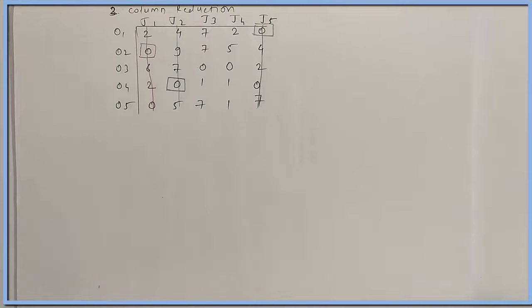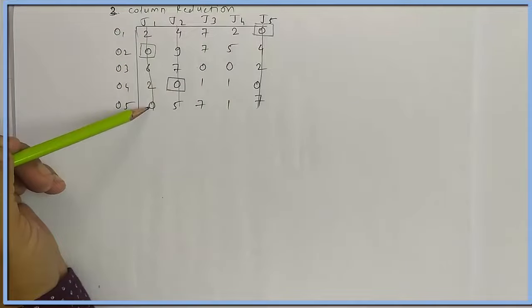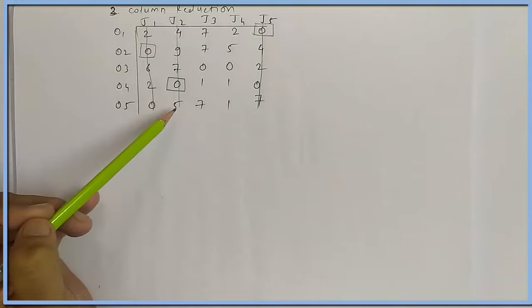Now in the column scanning, start from the first column. If the column contains exactly 1 zero, mark a square around it and draw the horizontal line passing through that 0. Otherwise, if in a column there are more than 1 zero, then skip that column as it is. Look at the first column. Already that column is deleted, therefore we will skip the first column. In the second column also that column is deleted. Therefore we will skip the second column.